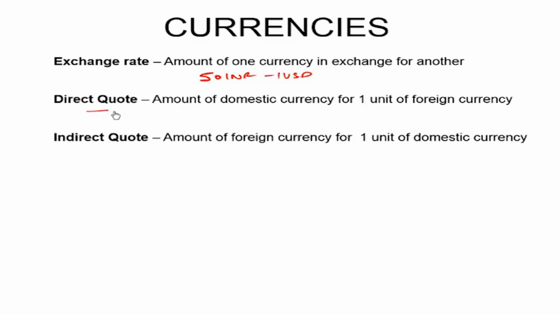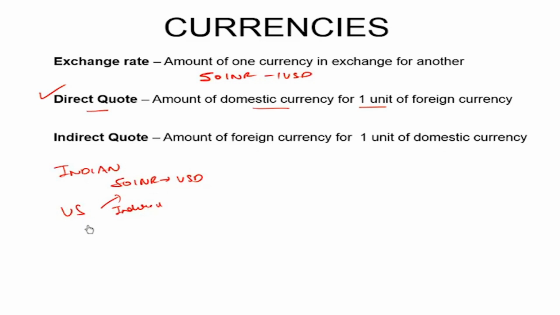A direct quote is the amount of domestic currency for 1 unit of foreign currency. So for an Indian, a quote of 50 INR to the USD would be a direct quote. That is, how much of the domestic currency do we need to give for 1 unit of the foreign currency? For a US citizen, this would be an indirect quote because it is how much of the foreign currency for 1 unit of the domestic currency.